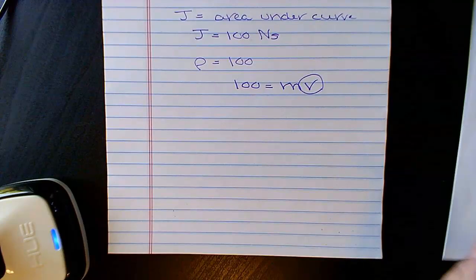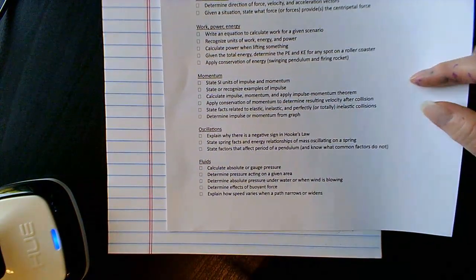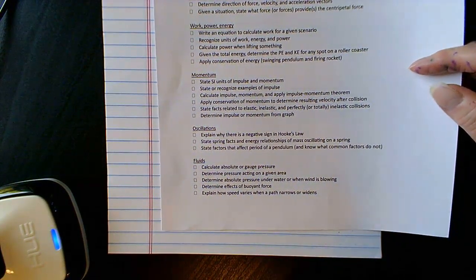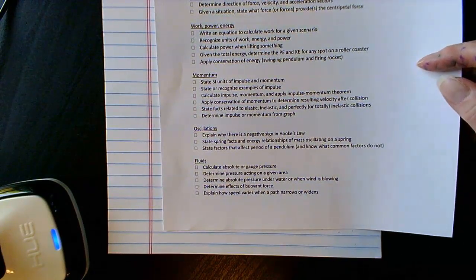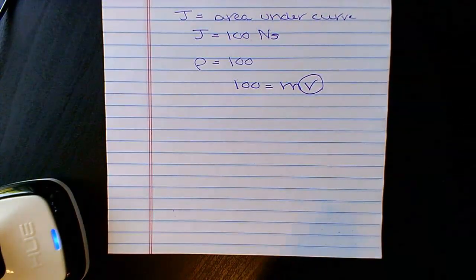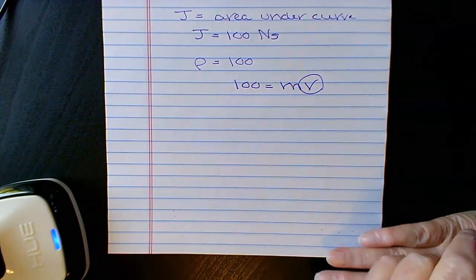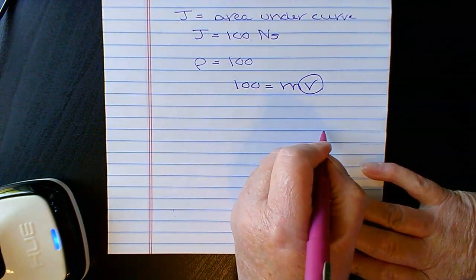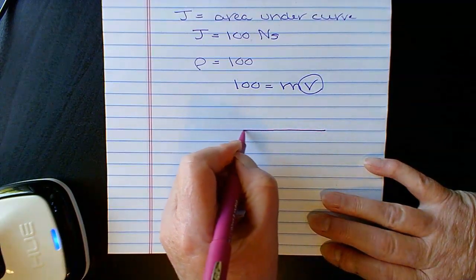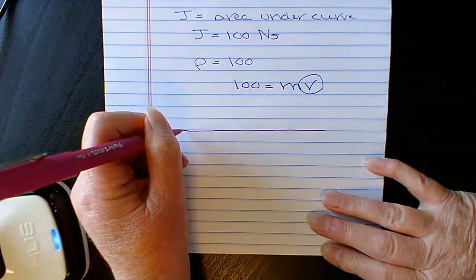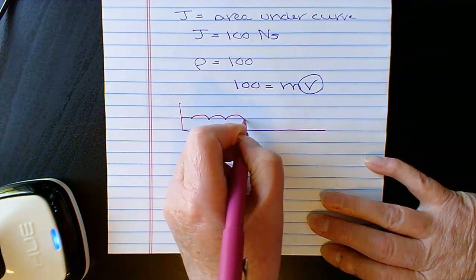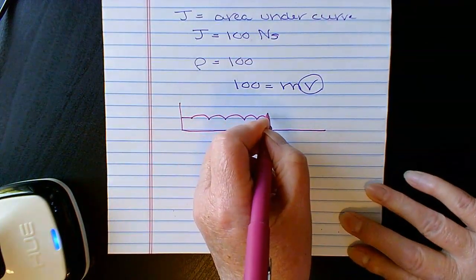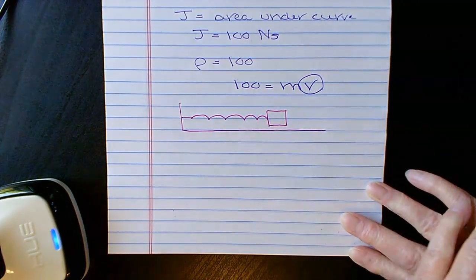Okay, the next topic is oscillations. And we're supposed to know why there's a negative sign in Hooke's law. We're supposed to know our spring facts and energy relationships and something about a pendulum. All right, let's start with the spring. So let's pretend that we had a table, and we'll have a wall here, and we are going to tie a spring on it, and we're going to put a mass on the spring.